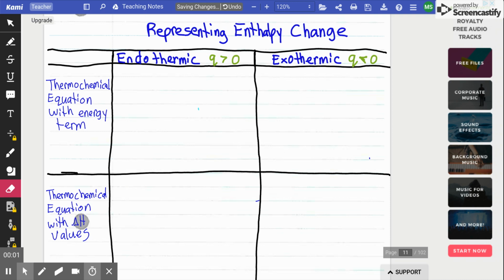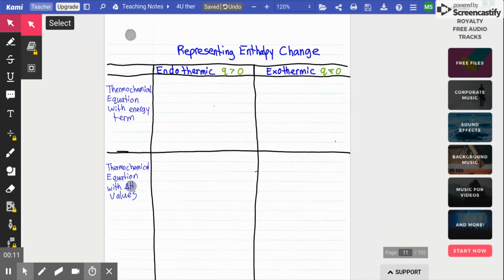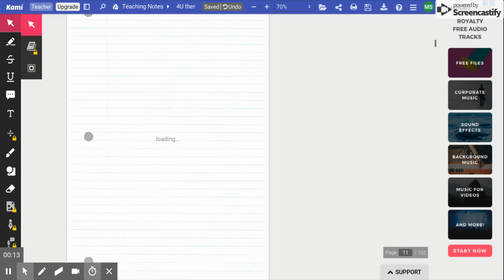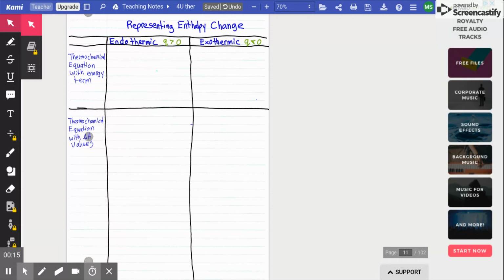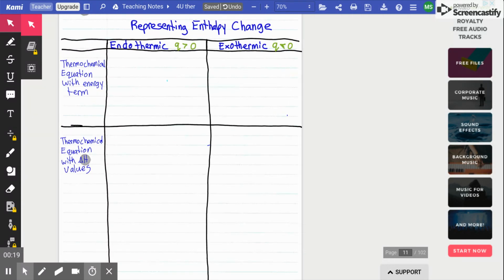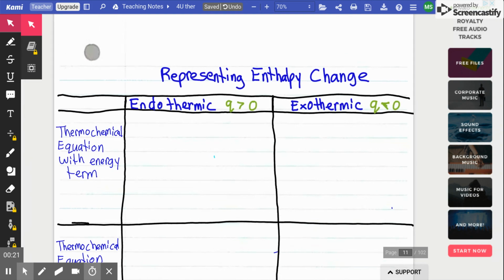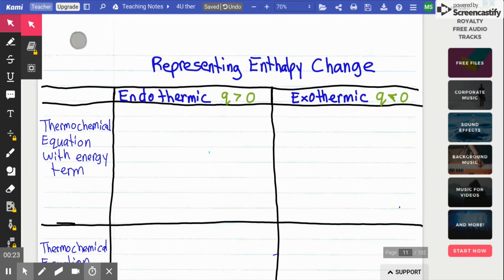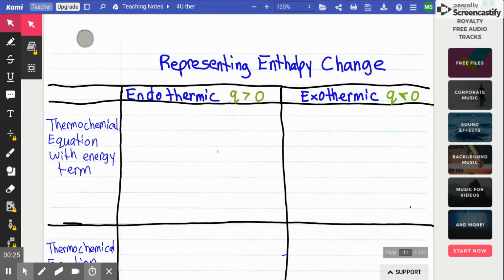In this video lesson, we're going to be looking at how to represent enthalpy change. So there's 4 different ways that we can communicate the change in enthalpy for a reaction. To do this lesson, you're going to want to take your page and create a very large chart that looks something like this.